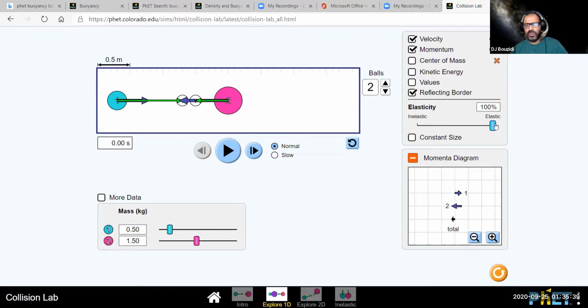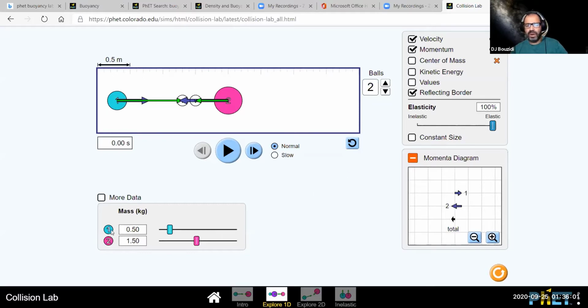It starts with an elasticity that is 0, I think. We're going to go through the instructions. This is where you control the elasticity. This is completely inelastic. Make sure the reflecting borders are turned on. And that's it for right now, basically all we need.